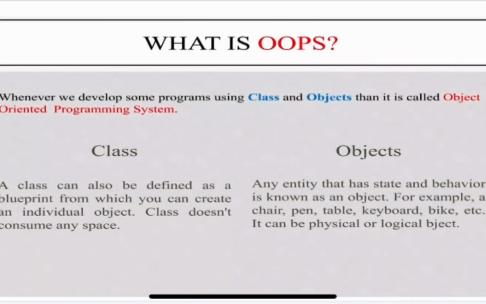So what exactly is object-oriented programming? Object-oriented programming is a paradigm centered around objects rather than actions. In object-oriented programming, we think in terms of real-world entities that have both data and behavior. This helps us structure our code in a more intuitive way, making it easier to manage and extend over time.